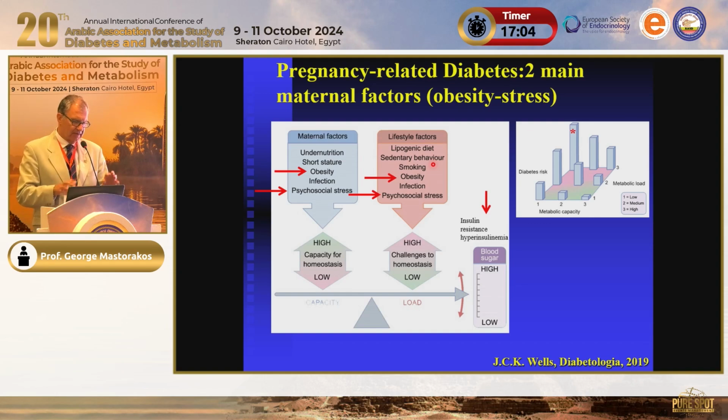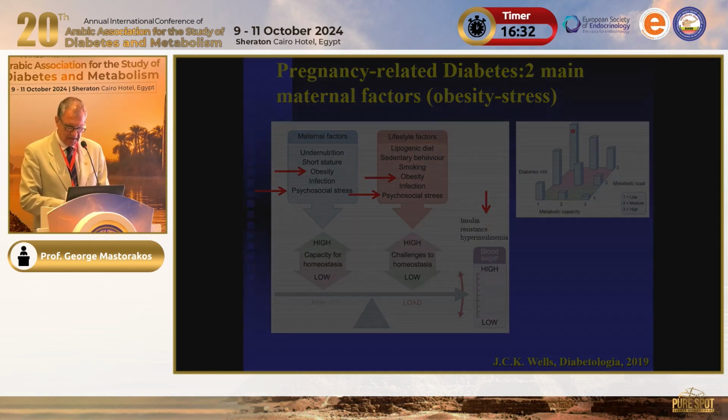From these factors, that I'm not going to go over, I'm interested in two of them: obesity and psychosocial stress. Obesity, as represented by the adipose tissue of the mother, and you can see that the diabetes risk is highly increased when the metabolic capacity to face the developing hyperglycemia during pregnancy, as well as the metabolic load, one is low and the other is high.